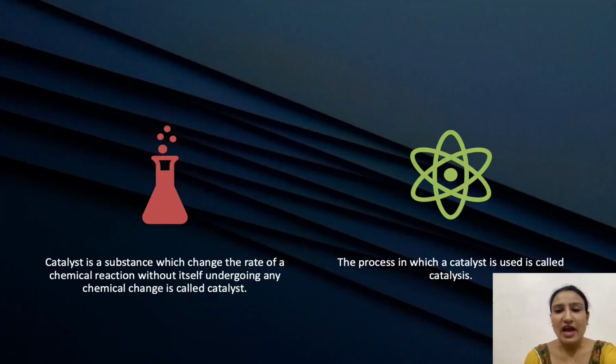So firstly, we have to understand what the catalyst actually is. Students, a catalyst is a substance which changes the rate of a chemical reaction without itself undergoing any chemical change. The process in which a catalyst is used is known as catalysis.